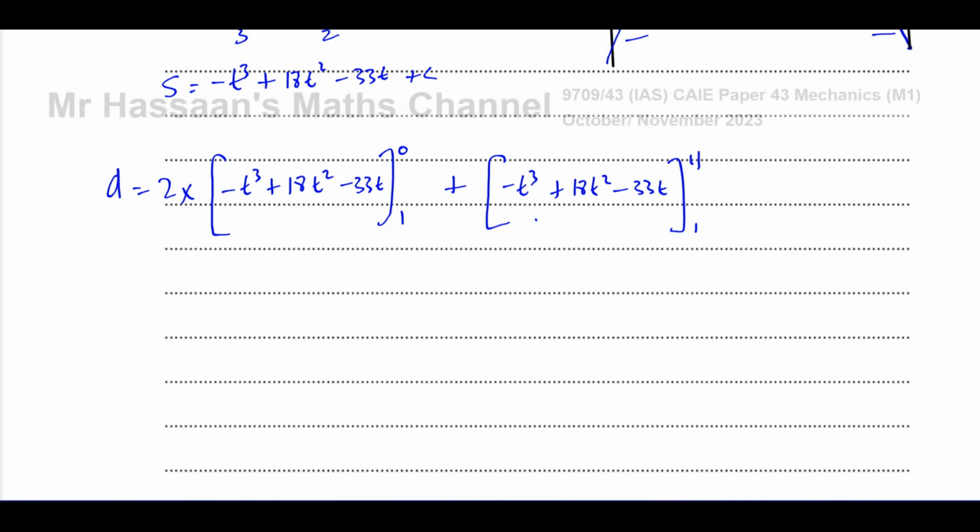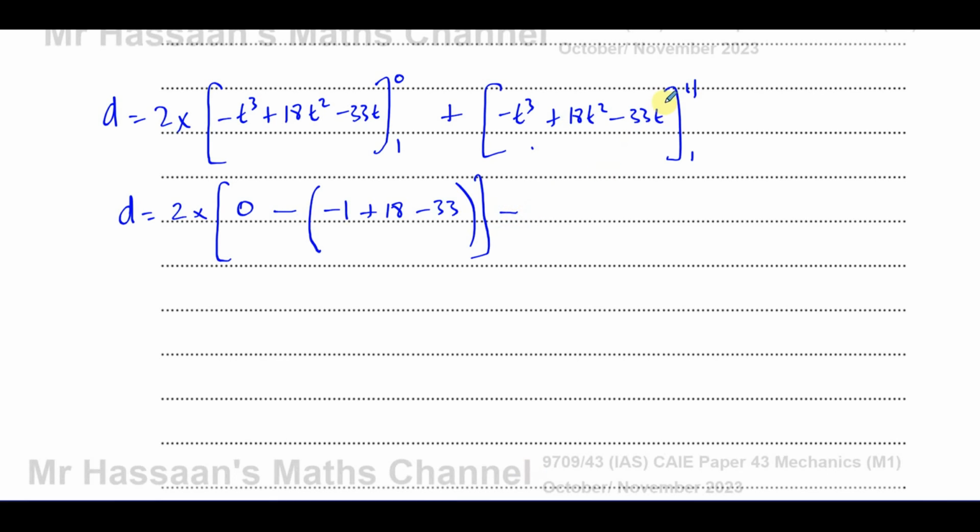So I'm going to say the total distance traveled, therefore, is going to be 2 times. Now let me put these values in. I'm going to have 0 first, so that will all become 0. Minus, be careful of the signs here. That's going to be minus 1. If I put 1 in here, it's going to become plus 18. And minus 33. Okay, so that's that part.